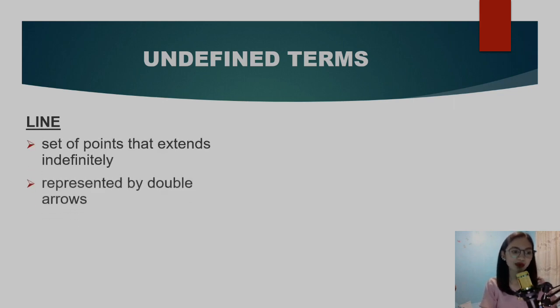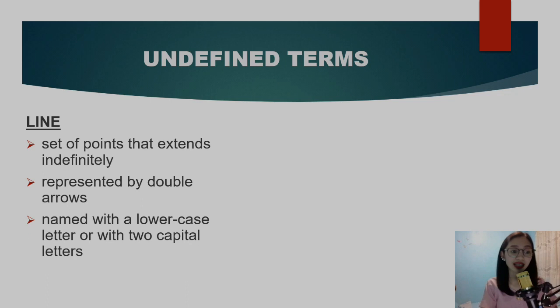So next concept, we have a line. How do we describe a line? A line is a set of points that extends indefinitely. It is represented by double arrows, and it is named with a lowercase letter or with 2 capital letters. Okay, so dun tayo sa first description. Set of points that extends indefinitely.